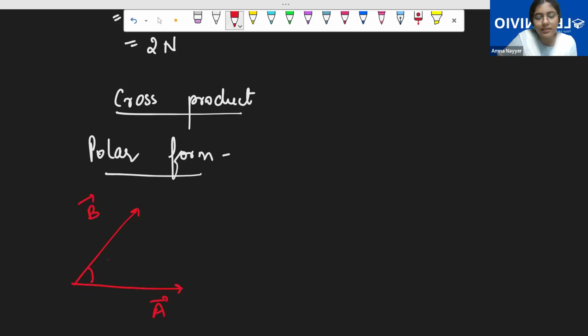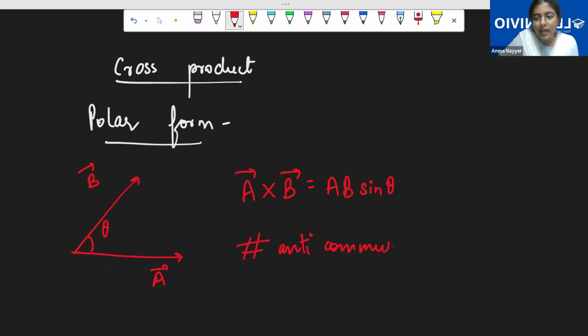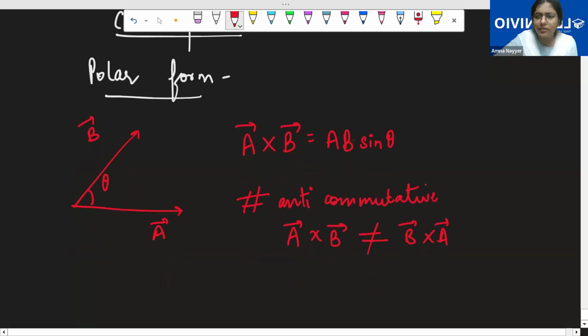So as I was discussing with Mariam, here when you have the cross product A cross B, this is equal to magnitude of A, magnitude of B, and sine theta will be here. Remember one important thing about the cross product, this is anti-commutative. Anti-commutative means if you are writing A cross B, that will not be equal to B cross A, while your dot product is commutative.